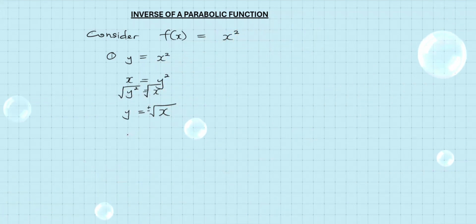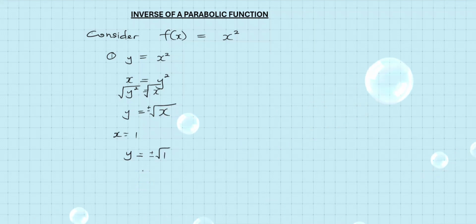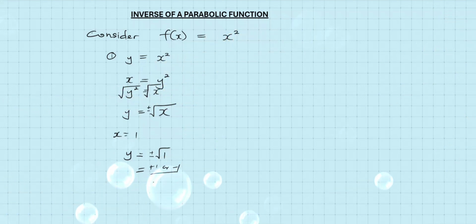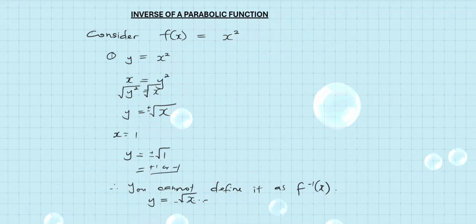From the definition of a function, one input gives you one output, or many to one, meaning many inputs must give you one output. But in this case, let's say x is equal to 1. If we apply it, y will be equal to plus or minus square root of 1. Then the answer will be plus 1 or minus 1. So now we have one input giving us many outputs, which means this is no longer a function. Therefore, you cannot define it as f inverse. You rather leave it in the form y is equal to plus or minus square root of x.